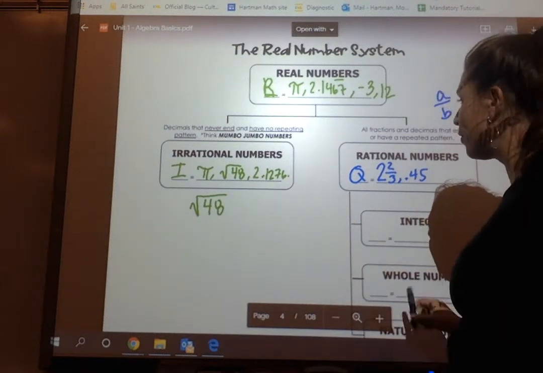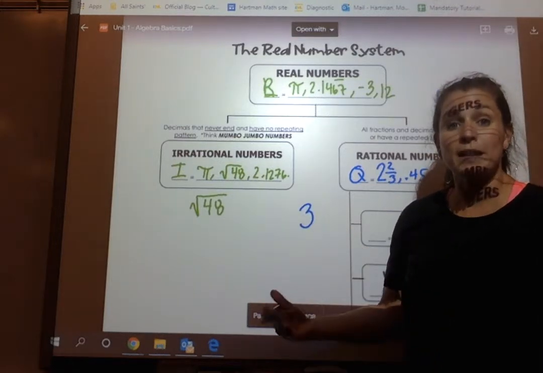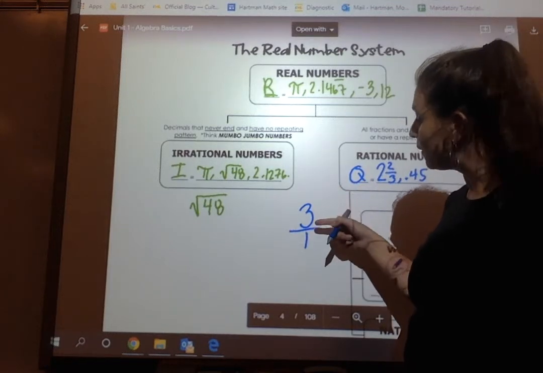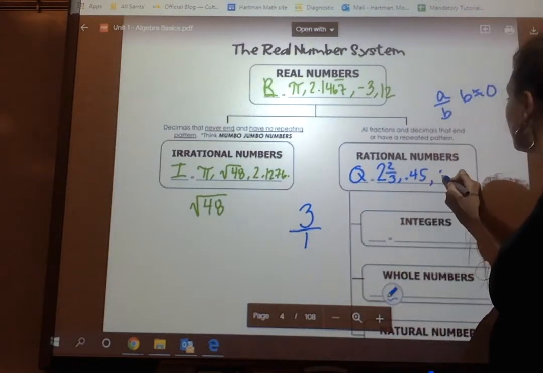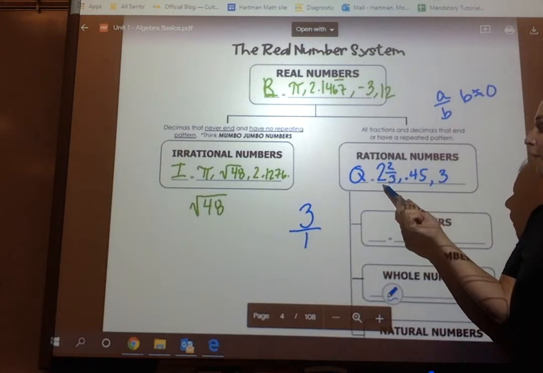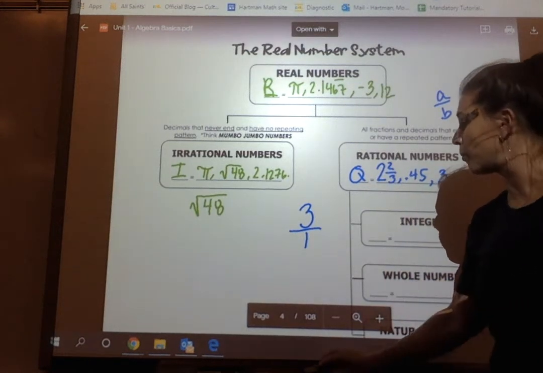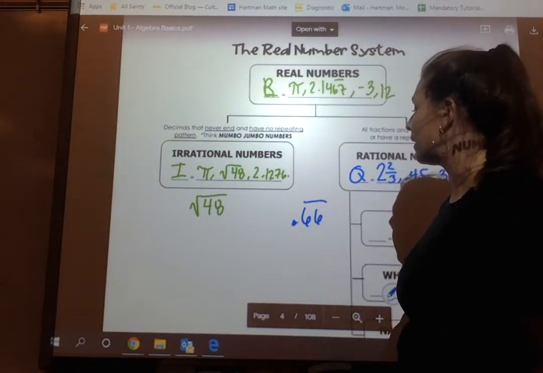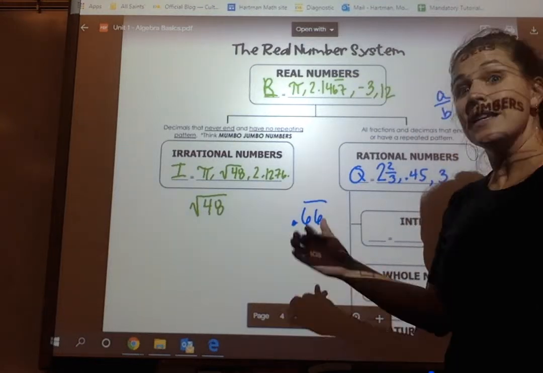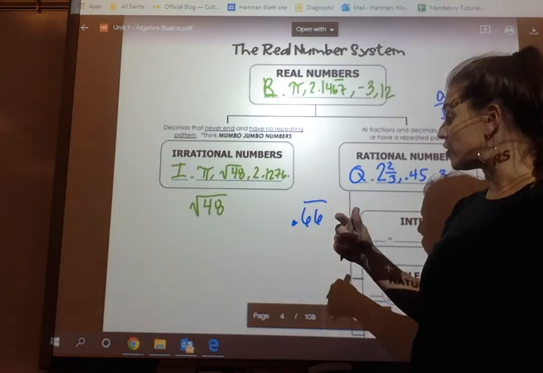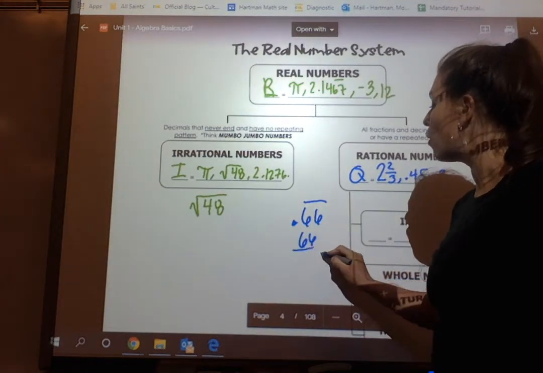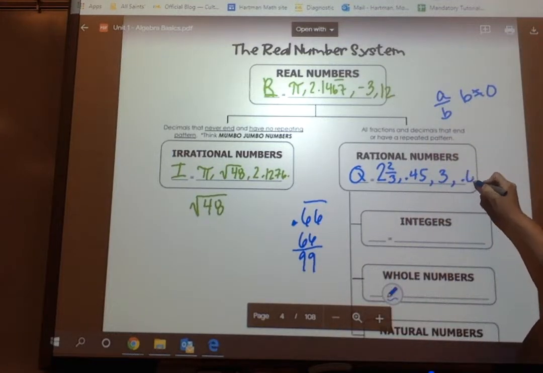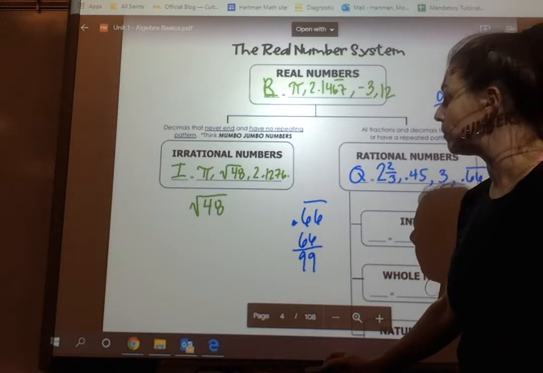What about the number 3? Can I put that in A over B form? Sure. It's a whole number, so I just put it over 1. And now it fits the form A over B. So 3 is a rational number. So notice you can have fractions, decimals, and whole numbers. You can also have something that looks like this, 0.66 repeating. Can I turn that into a fraction? Yes, and if you remember from your fraction lessons last year, this would be 66 over 99. Fits the form A over B. So 0.66 repeating is a rational number.